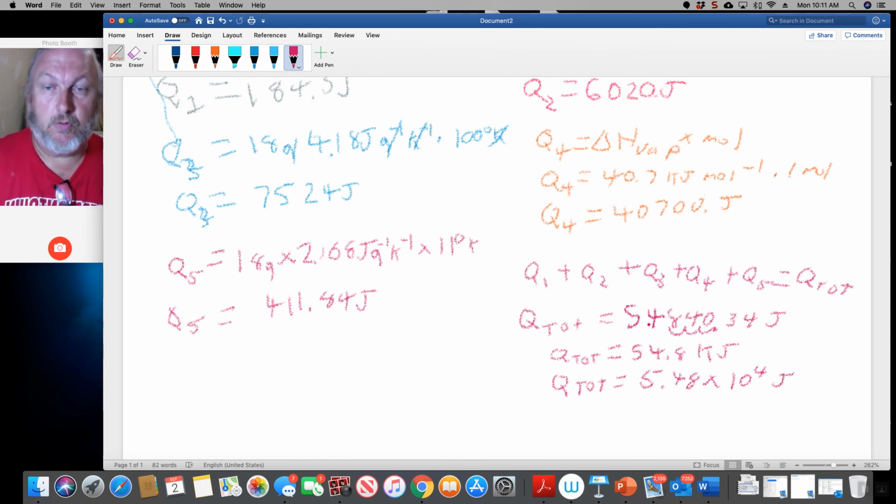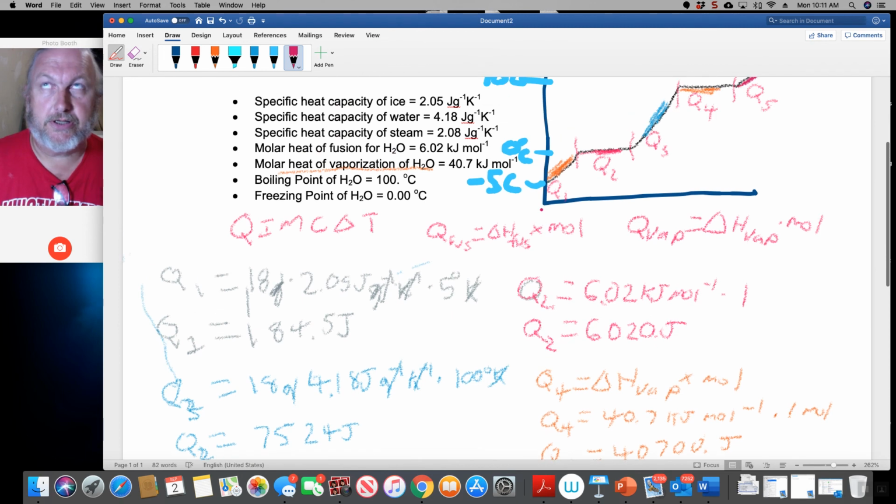Also, I'm going to work the cooling problem on your worksheet. I think it was E. So I'm going to do that next, and we'll post it up here.